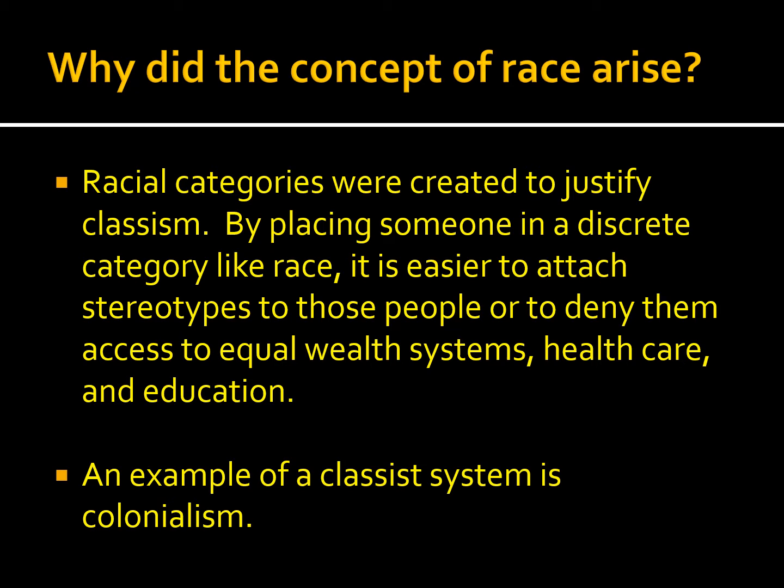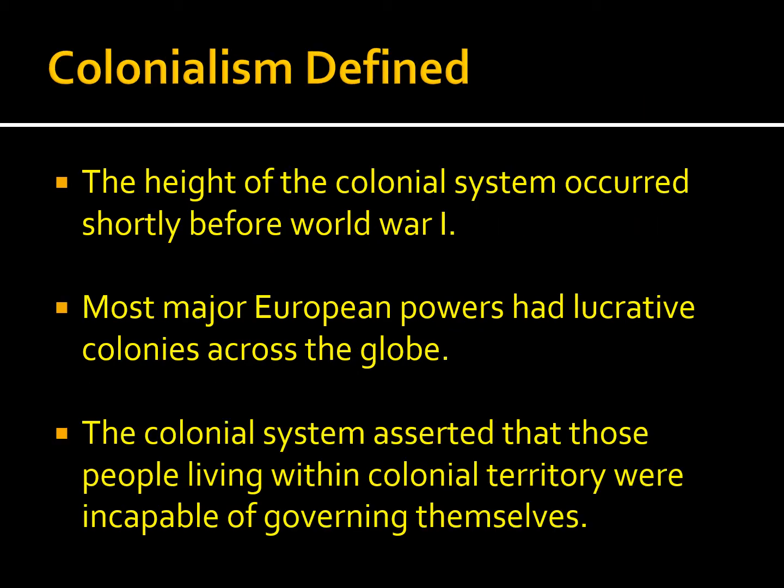An example of a broad classist system is the process of colonialism. So colonialism, in a classic sense, really achieved its height shortly before World War I, in which most European powers had lucrative colonies across the globe. And the colonial system asserted that those people living within colonial territories were incapable of governing themselves. Thus, that was part of the justification that allowed those Europeans to come in there and assert their domination over those indigenous peoples.